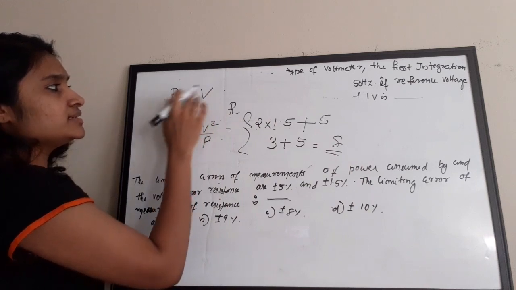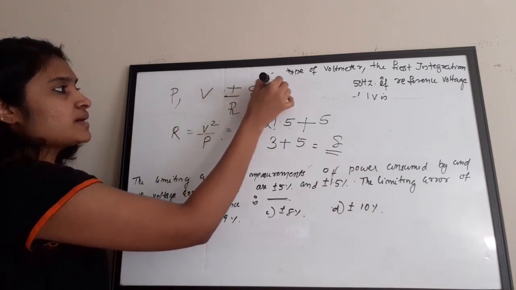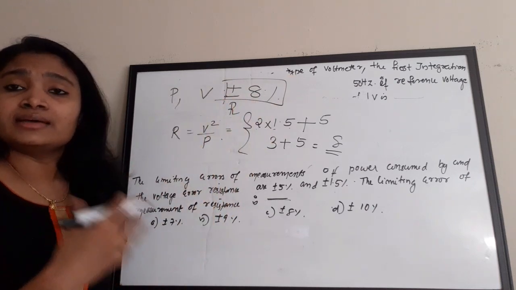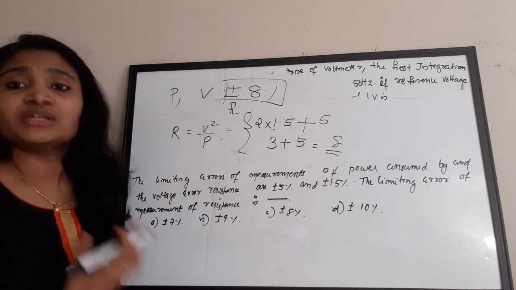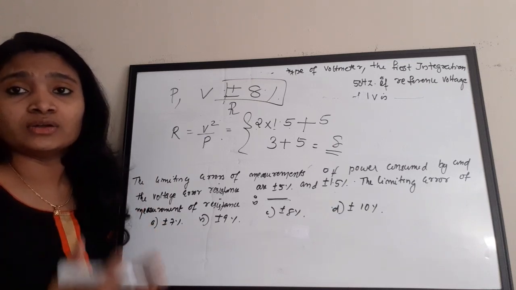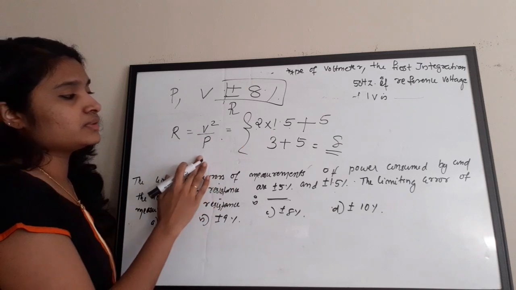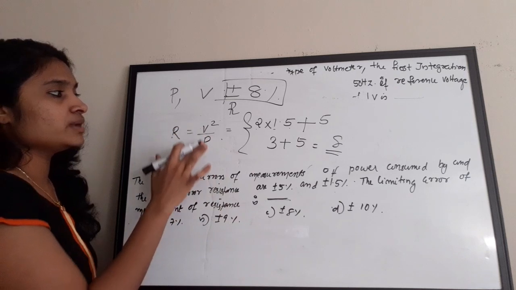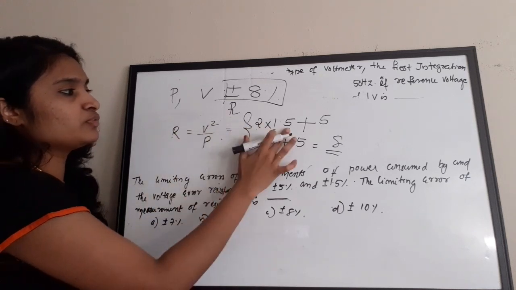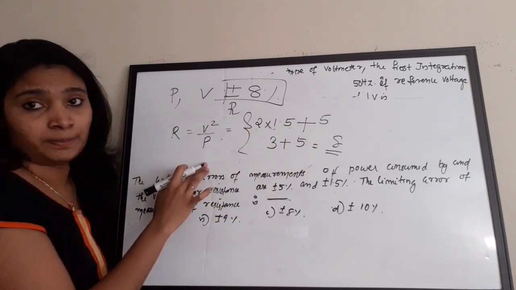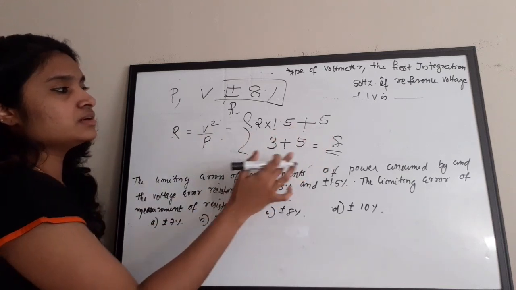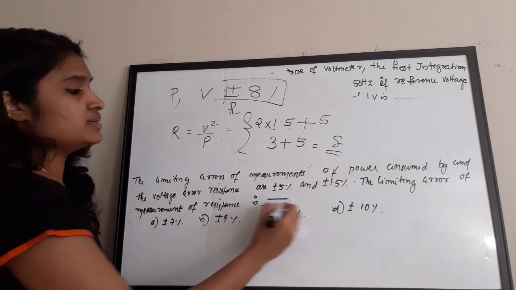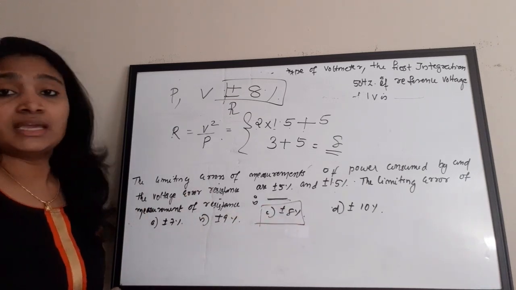So the error for calculating resistance is plus or minus 8%. The error can be added, or the error can be deducted from the measurement. It can be either way, added or subtracted. So this is how you have to calculate the limiting error while calculating the resistance. V square by R. So it is 2 into error for V plus error for power P. So 2 into 1.5 plus 5, it is 8, plus or minus 8%. Correct answer is option C, which is plus or minus 8%.